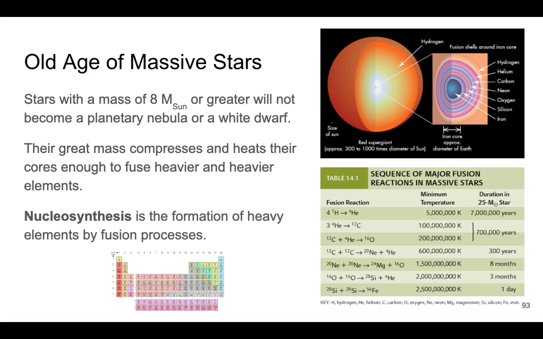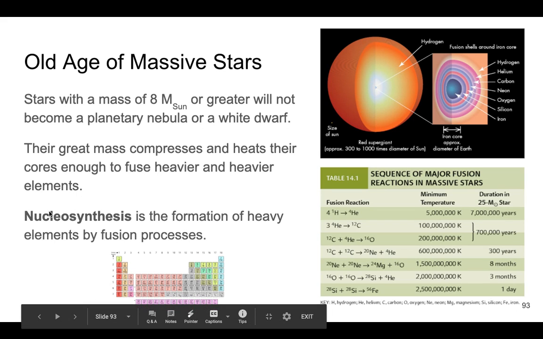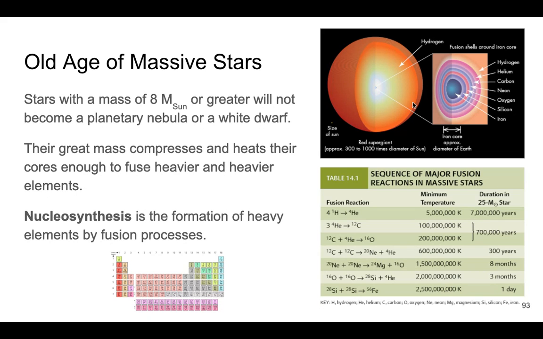So for high mass stars, if you have 8 times the mass of the sun while you're alive or more, you're not going to end up being a planetary nebula. So this is why the dividing line is where it is. These guys have a lot more mass. Gravity's crushing down a lot more. So they're going to keep fusing things into heavier and heavier things, is basically what's happening. And this process is called nucleosynthesis. This is the formation of heavy elements by fusion processes. So nucleo, think nucleus of an atom, synthesis, they're making it. They're synthesizing the nucleus. They're making the nuclei.